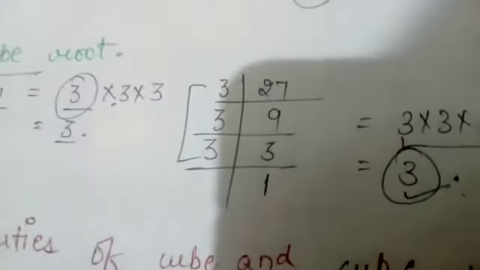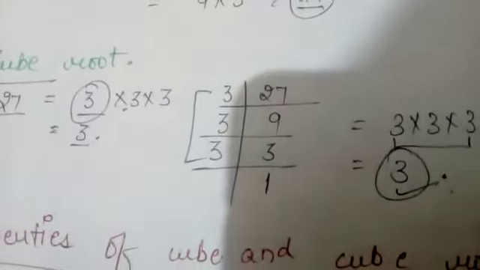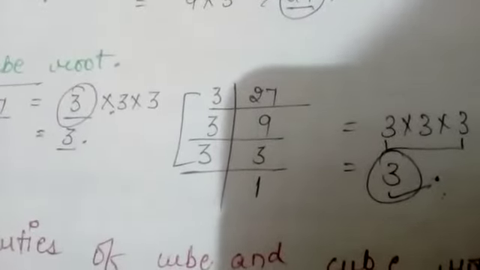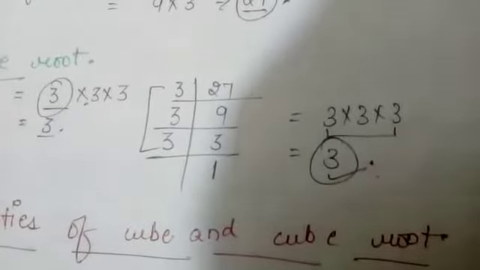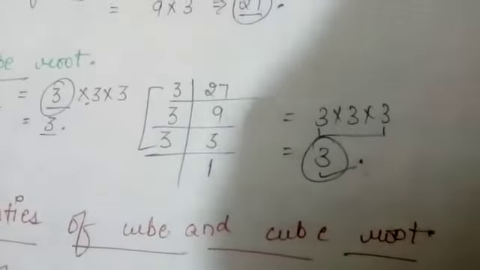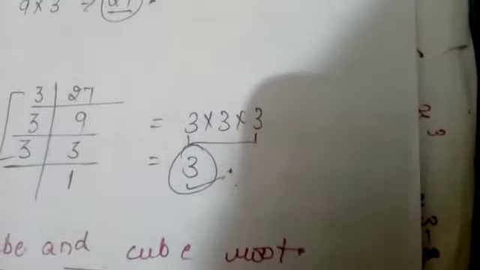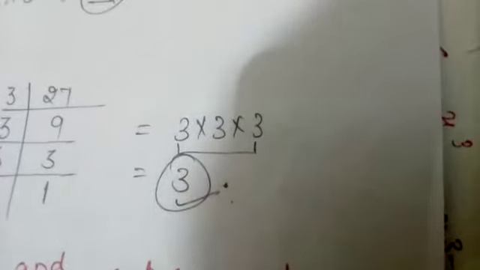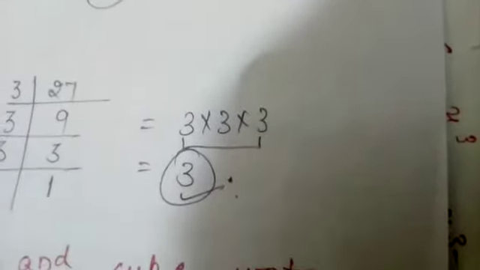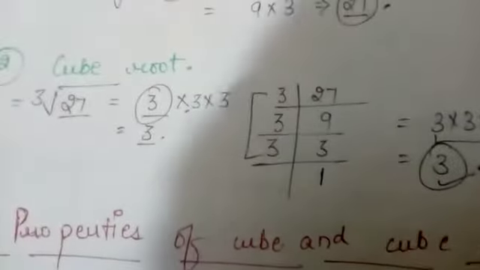Okay, so we have to find the prime factorization of 27 and then we take a pair. We form a group, and a single group consists of 3 digits. Like 3 into 3 into 3, it's just a single digit 3. So the cube root of 27 is 3.